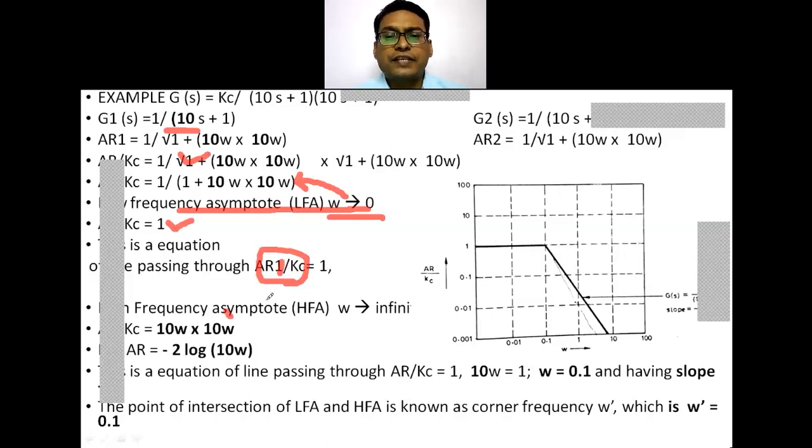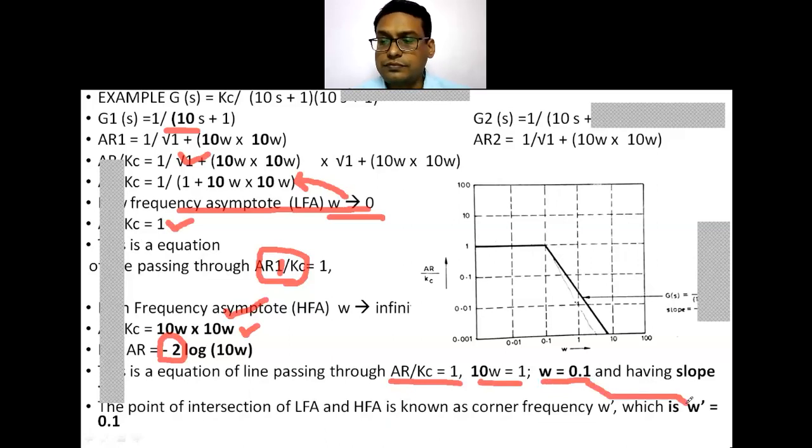Then the high frequency asymptote, omega tends to infinity. So the omega value that will exist in this case of high frequency asymptote, writing it in terms of the log values, becomes a slope of minus 2. And with amplitude ratio equal to 1 and tau omega equal to 1, I can calculate the omega value, which is nothing but the corner frequency.